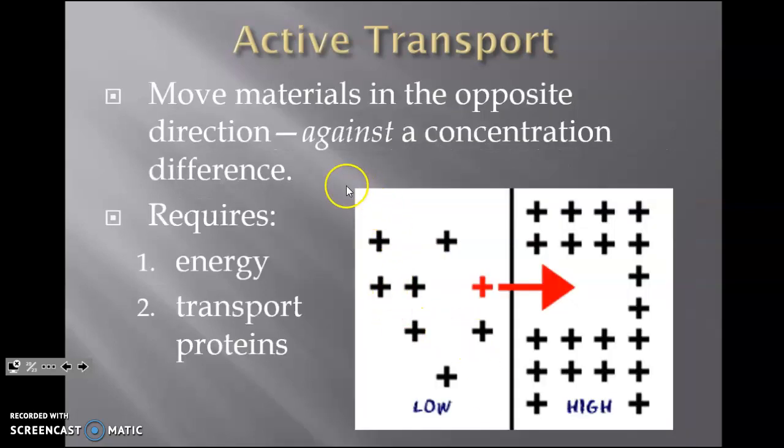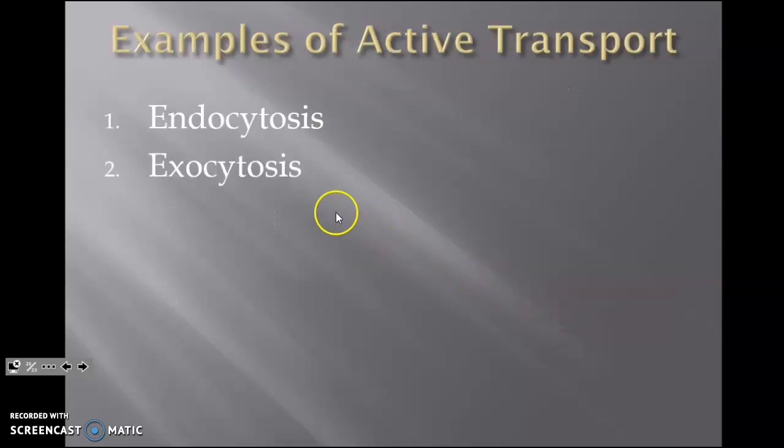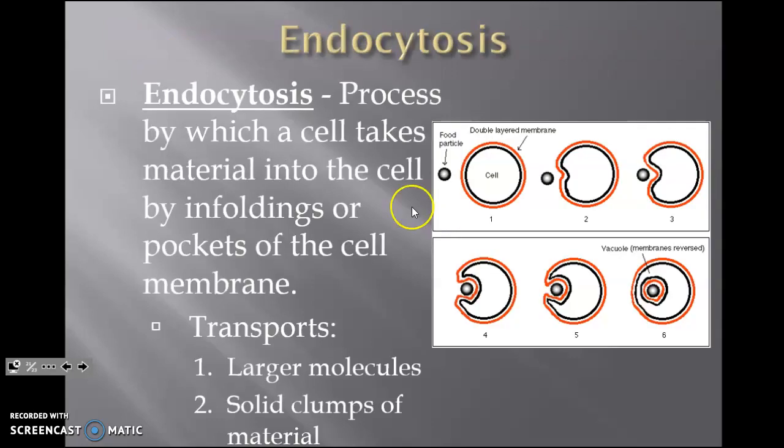So this is another example, another schematic of how this works. So it's going against the concentration gradient. It needs energy, and it needs transport proteins also. So just like facilitated diffusion, you got to use those transport proteins, but you're going the opposite direction, from low to high. And examples of those are endocytosis and exocytosis.